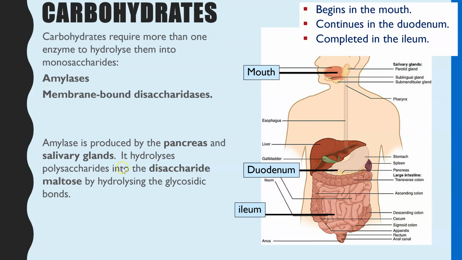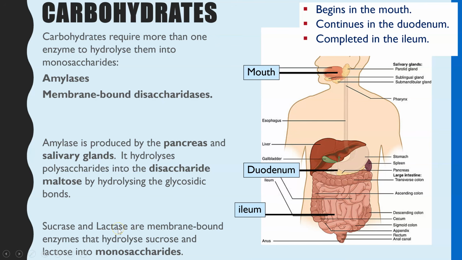And then, once those amylases have started to hydrolyze the carbohydrate polysaccharide, so for example starch, into the disaccharides such as maltose by hydrolyzing glycosidic bonds, that is then swallowed, it goes into the stomach and then into the small intestines, but it's this very first bit of the small intestine, the duodenum, which is where the next stage of digestion occurs. And within the duodenum and the ileum, this is where we have the membrane-bound disaccharidases, and those then are able to hydrolyze the disaccharides into monosaccharides.